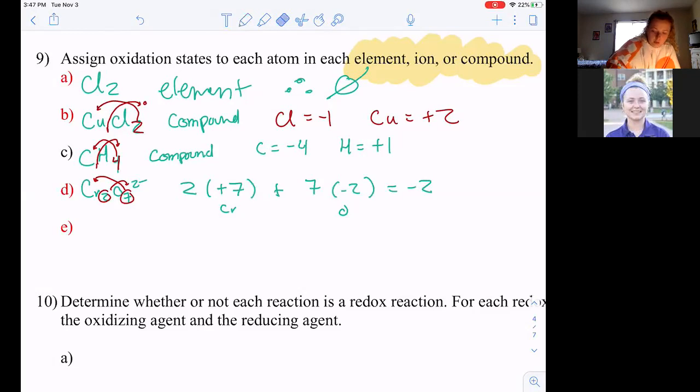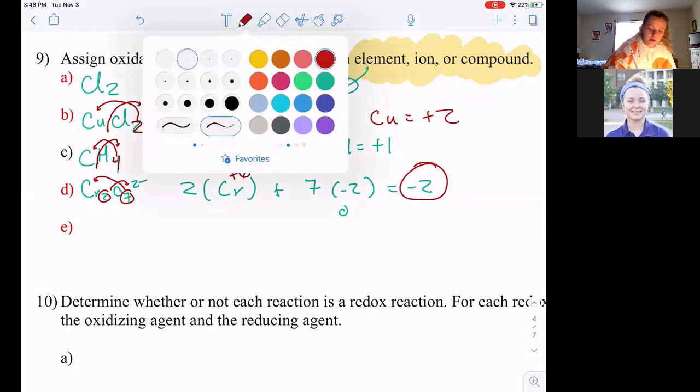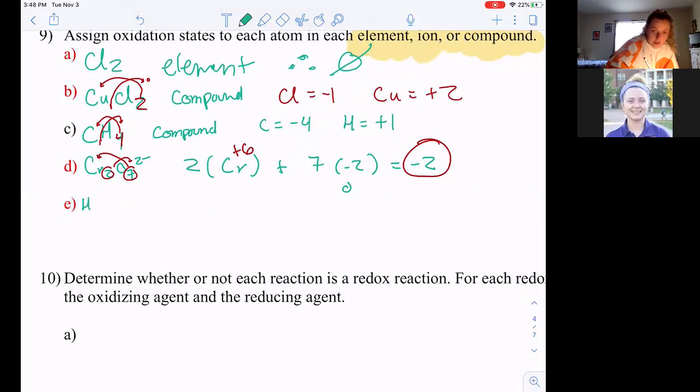We don't really know what chromium's state is, we just know oxygen is usually -2. We do the math, and it turns out chromium is +6, because we have to account for this negative. Even though it would look like a 7, when we add it all together, you have to get rid of it somewhere. So then we have HSO4 minus.